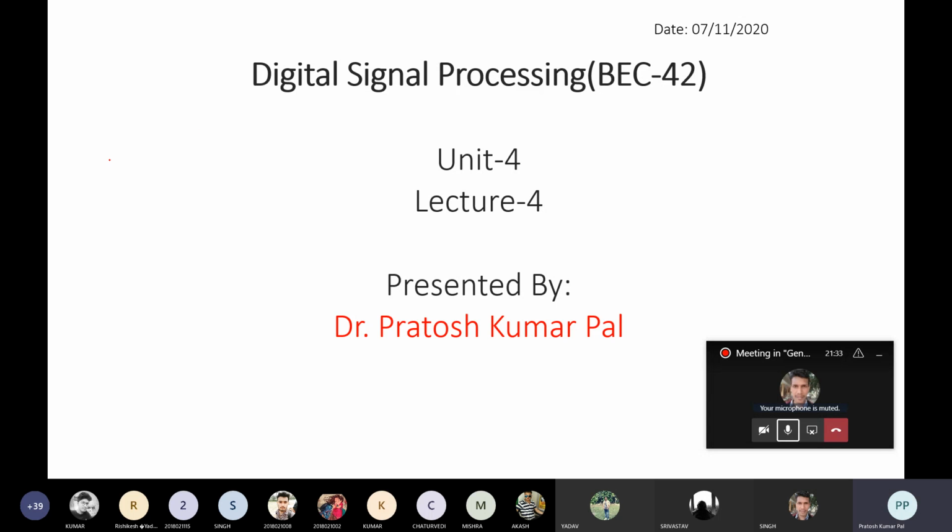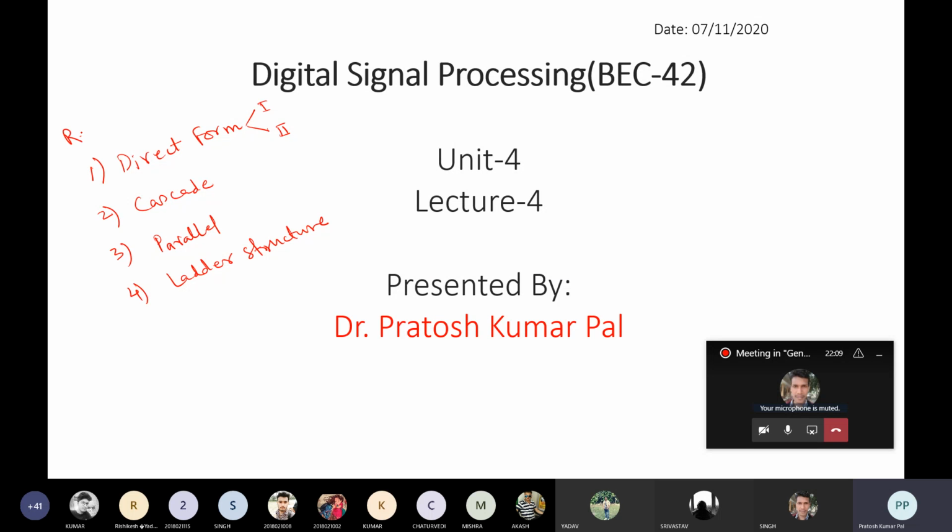So the first method that we have gone through is the direct form structure, and here it was 1 and 2. There are two types. The second one was the cascade. The third one was parallel, and the fourth we will be seeing is the ladder structure. Okay, so these are the realization methods.